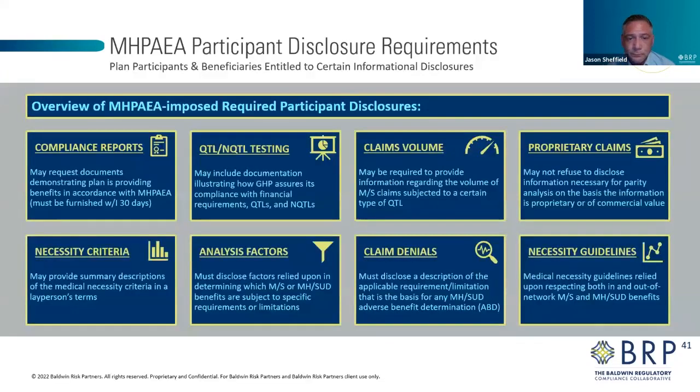Next slide. All right, so this is just an overview of your MHPAEA-imposed required participant disclosures. These are the types of information that you may have to produce. You may have to do compliance reports. You definitely have to produce your QTL and NQTL testing records, claims volume, proprietary claims if you have any, and necessity criteria. So when you are making those criteria determinations, what are the analysis factors you consider in imposing any type of limitation or in denying any claim, and all of the information related to a claim denial at any level. That can be an initial claim, a first or a second appeal, and then necessity guidelines.